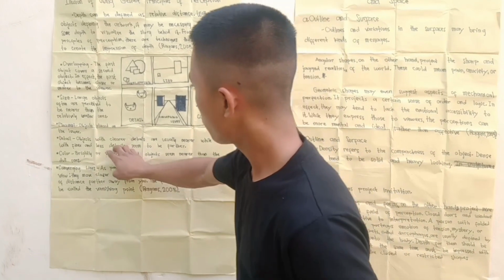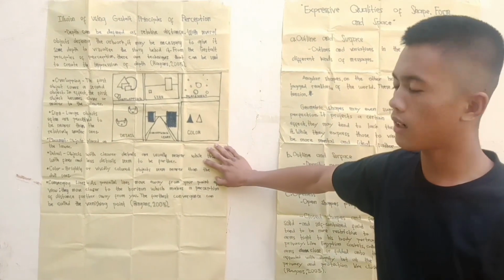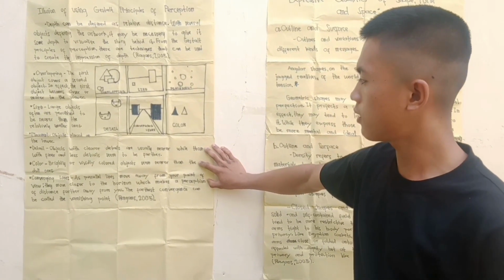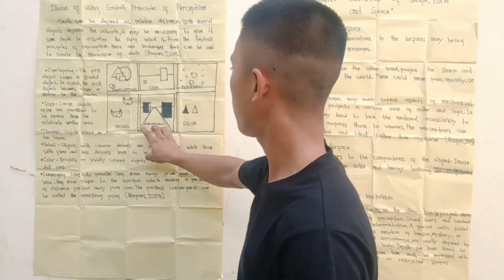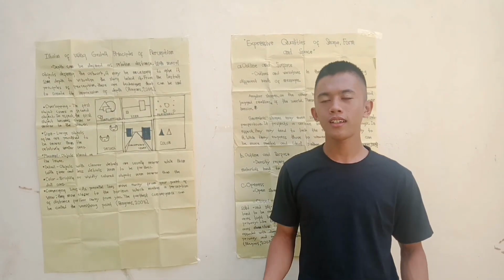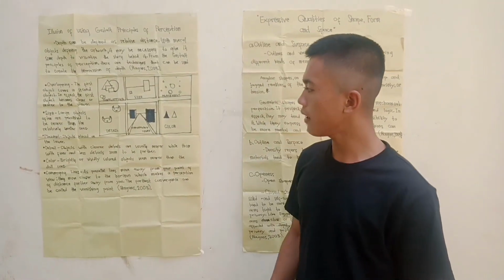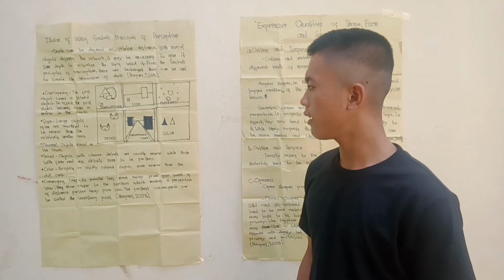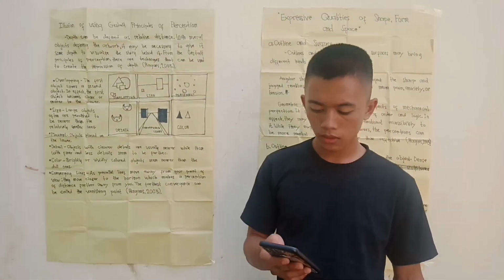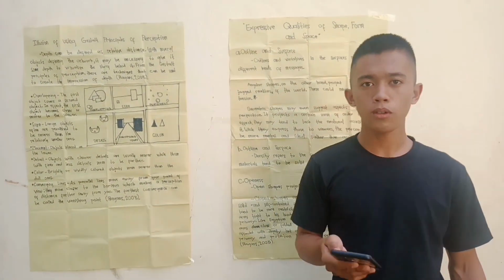So the next principle of perception is detail. Detail: objects with clearer details are usually nearer, while those with finer and less details seem to be farther. So this is the example of detail. Detail is an isolated element within a work of art, particularly from a painting, sculpture, or building.